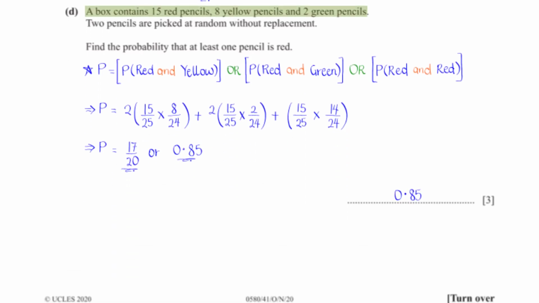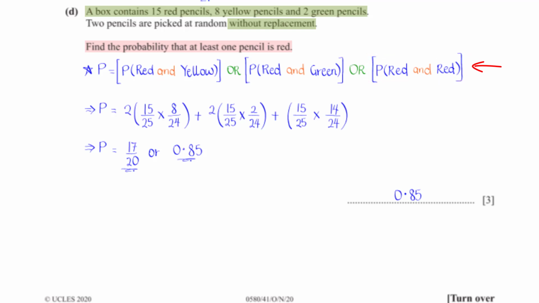A box contains 15 red pencils, 8 yellow pencils, and 2 green pencils. 2 pencils are picked at random without replacement. Find the probability that at least 1 pencil is red. We have 3 different scenarios. In the first scenario, a red and yellow pencil are picked. In the second scenario, a red pencil and a green pencil are picked. In the third scenario, 2 red pencils are picked.